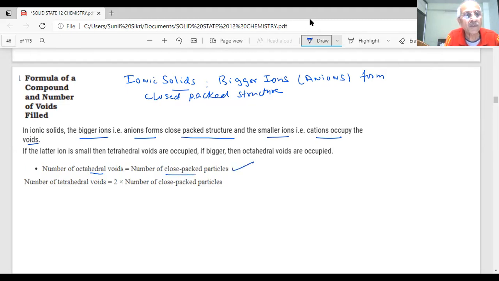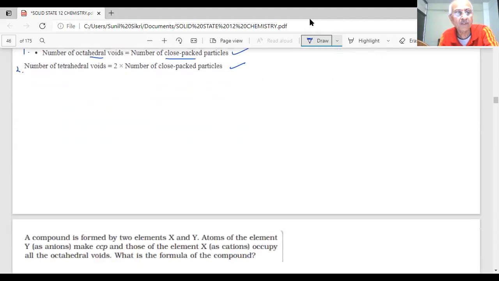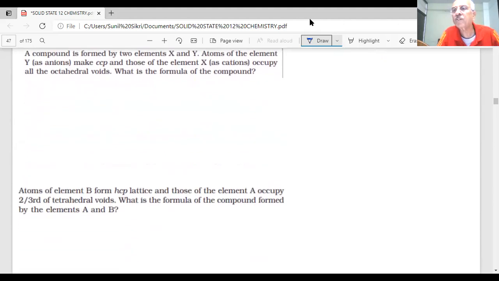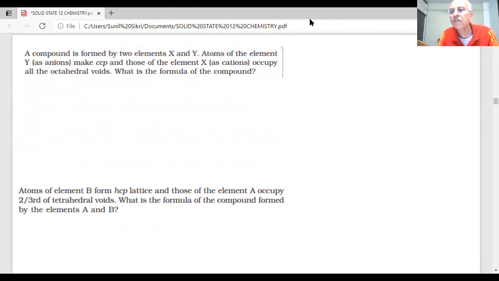Clear? That is point number 1. Second, the number of tetrahedral voids is 2 times the number of closed pack particles. Note this down, student. This is going to be an important question. You must note it down. Yes, sir. We'll do some questions on that now. What type of questions are we talking about, students, in this case? What type of questions am I talking about? You will see.